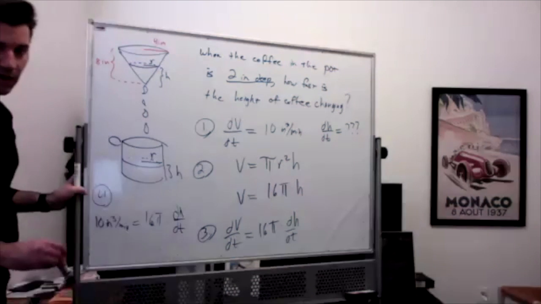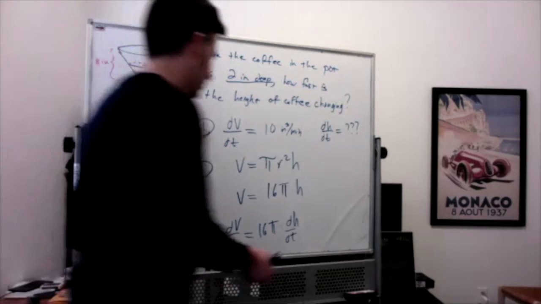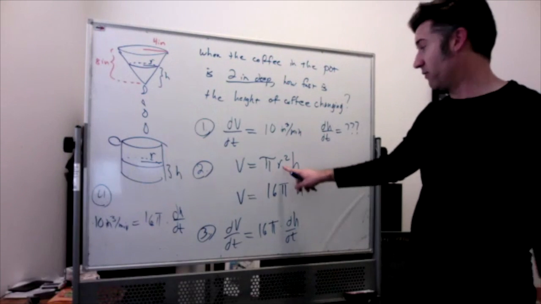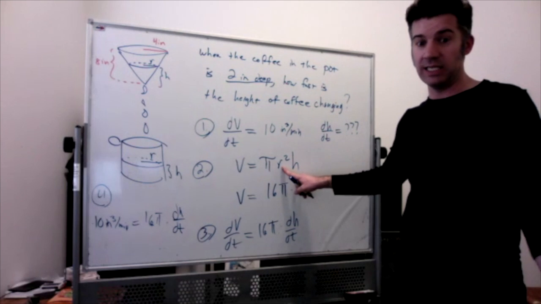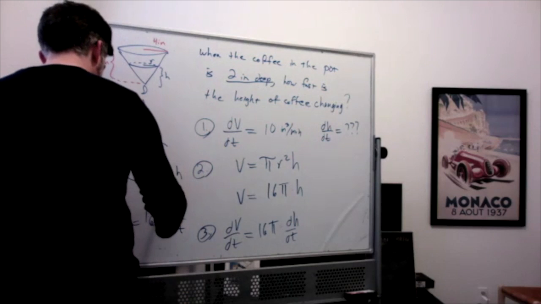Now I should point out, this 16 pi is hiding in inches squared, right? When I plugged in 4 for the radius, I was really plugging in 4 inches. And 4 inches quantity squared is 16 inches squared. So this is really 16 pi inches squared.